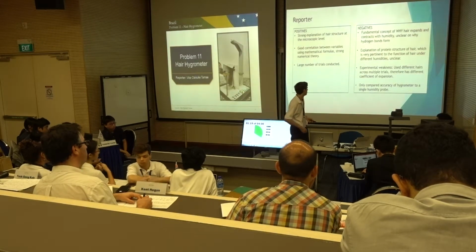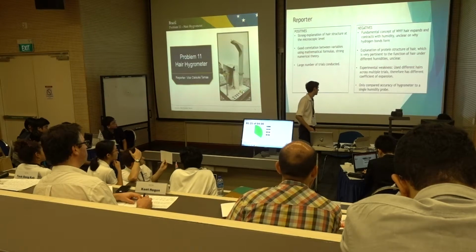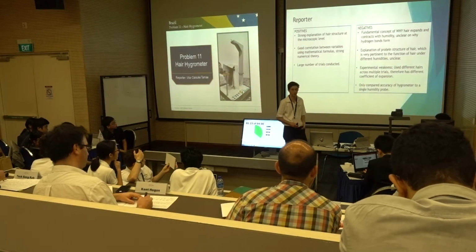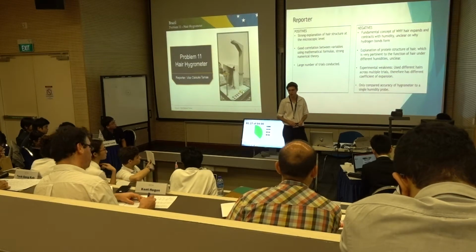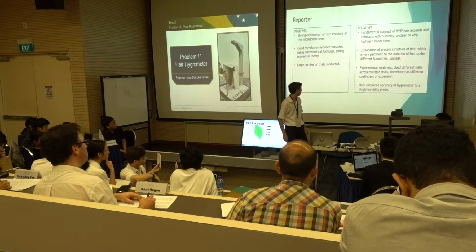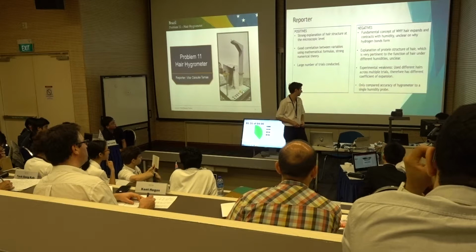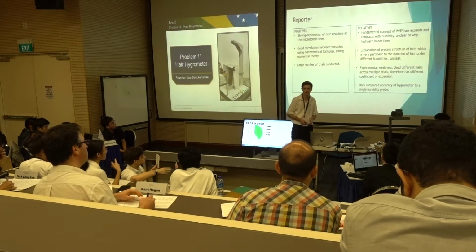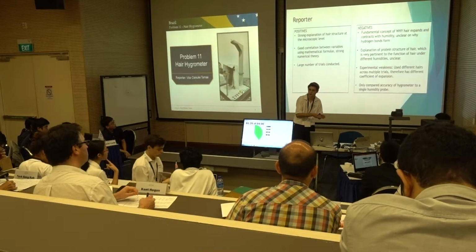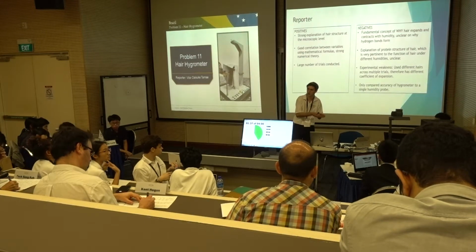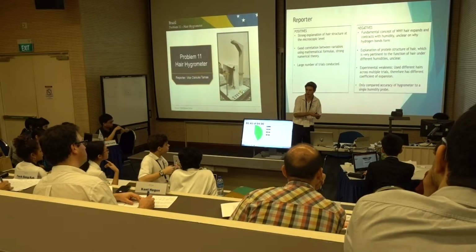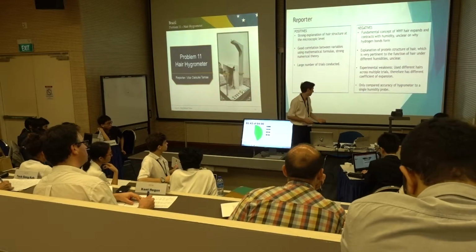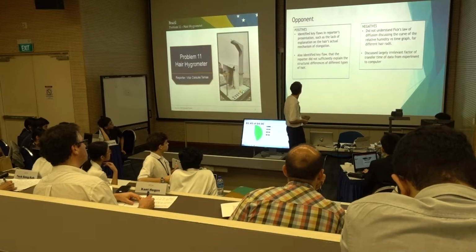Some of his experimental weaknesses: he used different hairs across multiple trials, and therefore he has a different coefficient of expansion, which I think leads to systematic error. And he only compared the accuracy of the hygrometer to a single humidity probe. So he has a very small comparison to another hygrometer, and if that hygrometer is less accurate than he proposed, his results would be less valid.